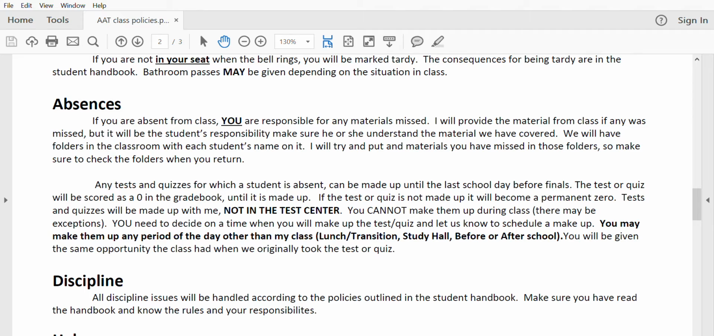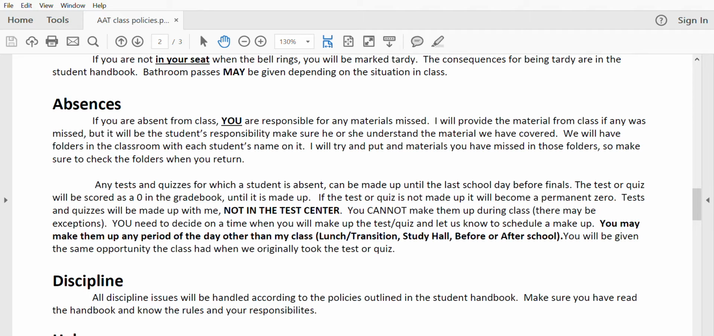There may be exceptions, but for the most part, 99.9% of the time, you cannot make up tests and quizzes during class. So you need to find before school, after school, lunch, transition, study hall, something like that when you will have a time period. Talk to me, we'll schedule, I'll write you a pass, and then you can just come and take that test.